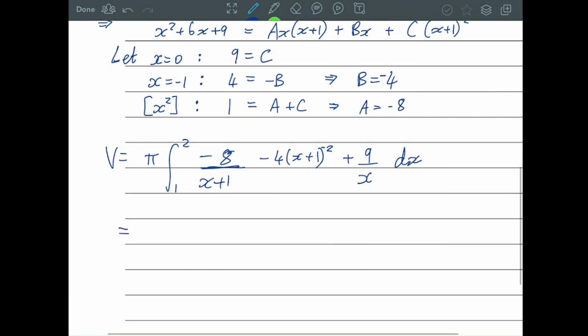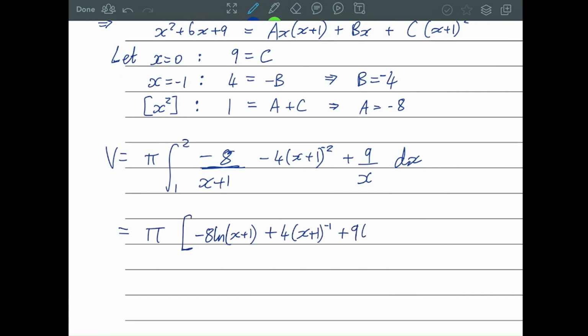Now I can do my integrals. I still have this sad pi out in front. And let's turn everything into ln. So integrating that is going to be ln x plus 1. Increase the power by 1, divide by the new power, becomes 4x plus 1 to the minus 1. And the final term plus 9 ln x, between 2 and 1.